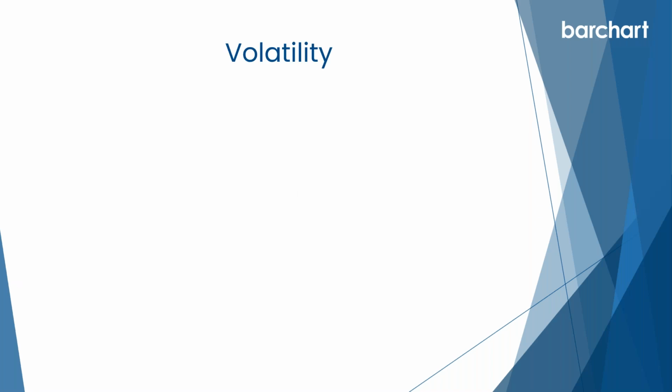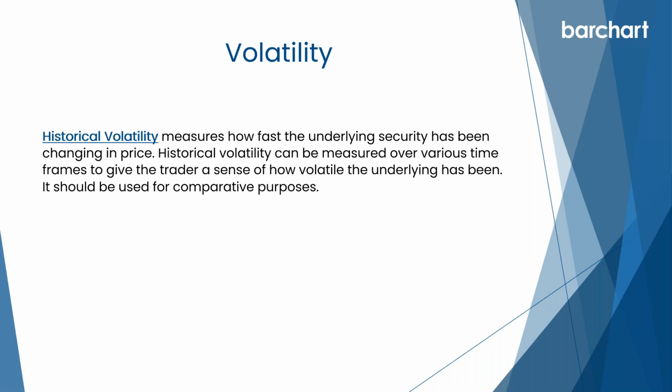So volatility, what is it, or how do we define it? We have something called historical volatility, which measures how fast the underlying security has been changing in price. Historical volatility can be measured over various time frames to give a trader a sense of how volatile the underlying has been. That's a key point here: historical, what has happened, sometimes referred to as the realized. Now, a change is not necessarily directional, but can be how much an underlying moves up or down.